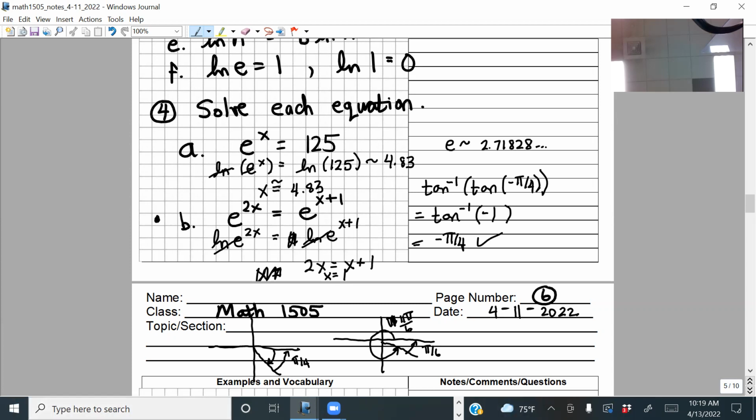So that's always kind of the tricky part of using inverse trig functions, this issue about the range of inverse trig functions. Okay.